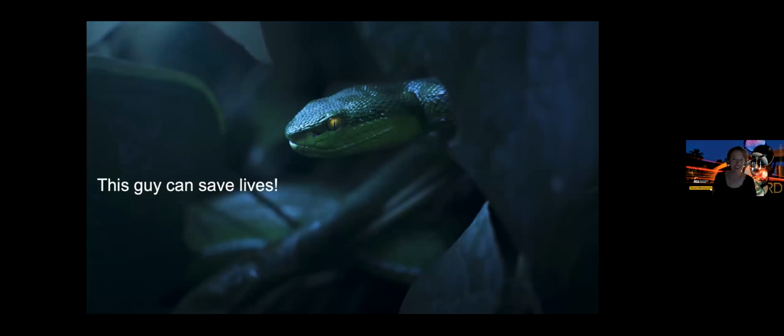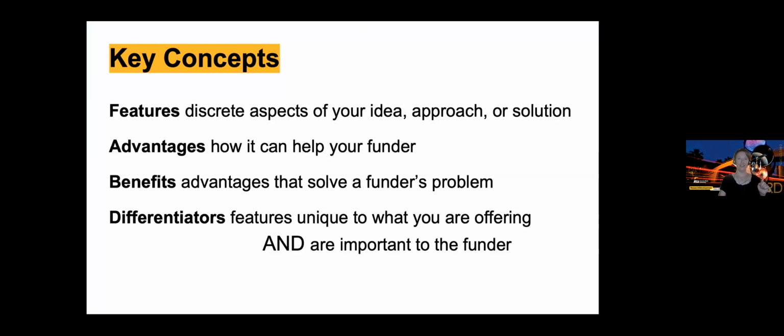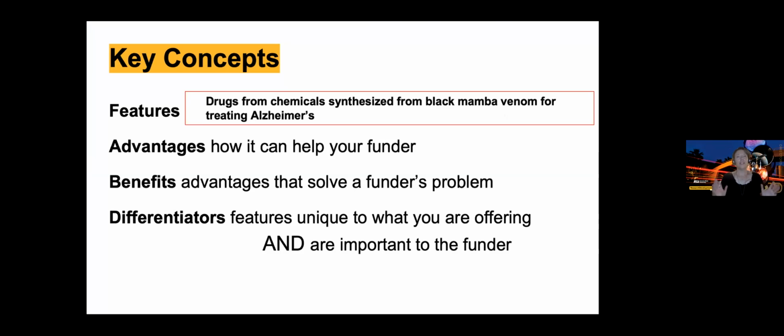Okay, did you know this guy could save lives? Yeah, this internet snake that I pulled off the web last night can save lives. Oh, yep, they just need funding. Oh, here's our proposal. Okay, we're going to run another example if you can figure that out again. So we've decided that our team has drugs from chemicals synthesized from black mamba for treating Alzheimer's. Sounds exciting, right? We have gone into the lab, we've identified these drugs from this venom.